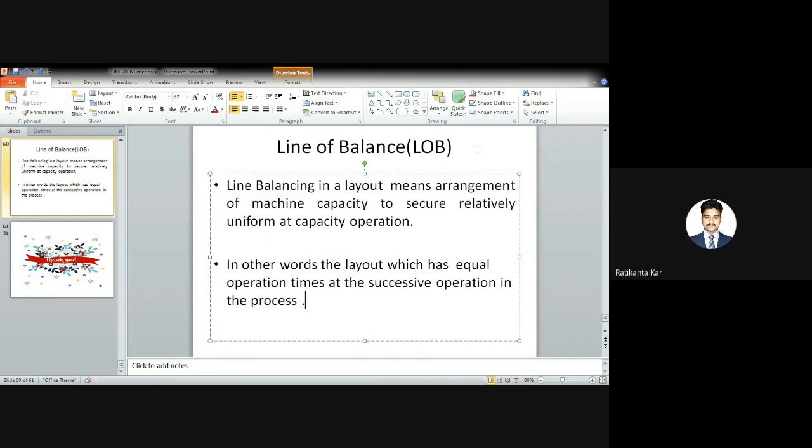Sir, could you explain that point again, the "in other words" part? Okay. In other words, the layout which has equal operation times.